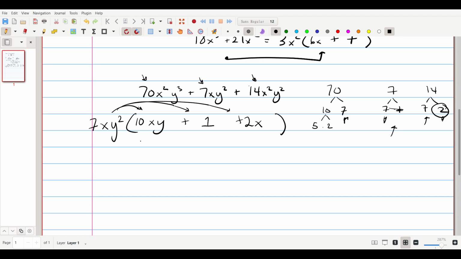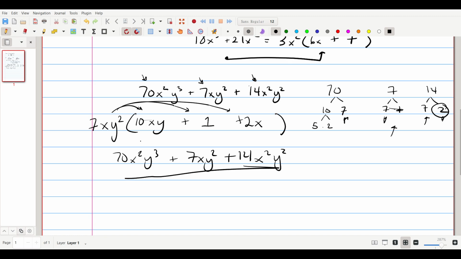So 7x times y squared times 10xy, 7 times 10 is 70, x times x is x squared, y squared times y is y cubed. 7x times y squared plus 1, that's just anything times 1 is itself. 7x y squared times 2x, 7 times 2 is 14, x times x is x squared, y squared times 1 is y squared. And so does this match our term here? Yep, they all do, right? So we know we factored it correctly.